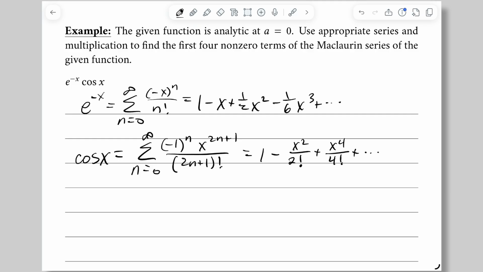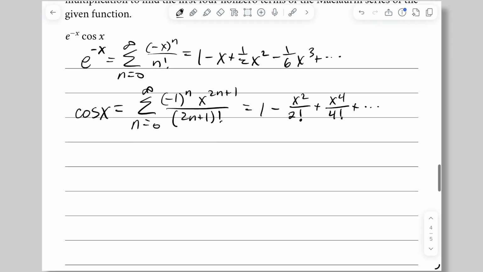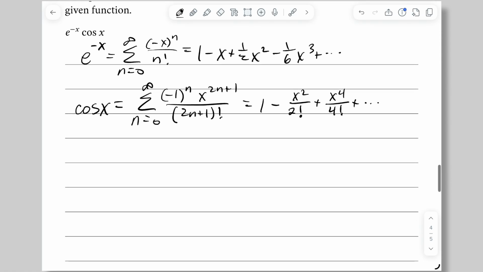For my purposes, you don't need to have these memorized. If ever this comes up, it would be in your homework and not a test for my class. And you can look them up as you need to. There's a table in our textbook.